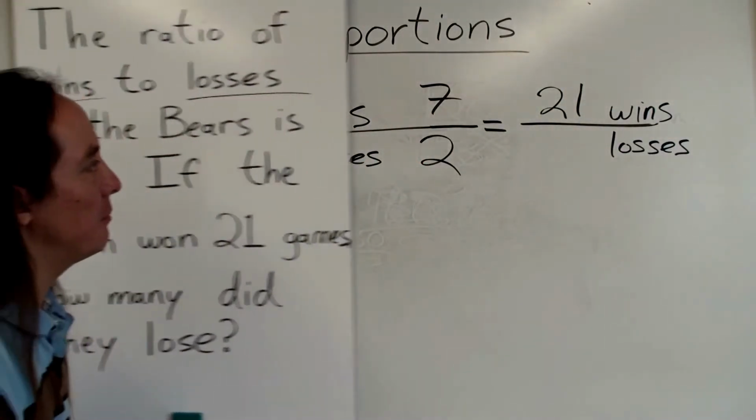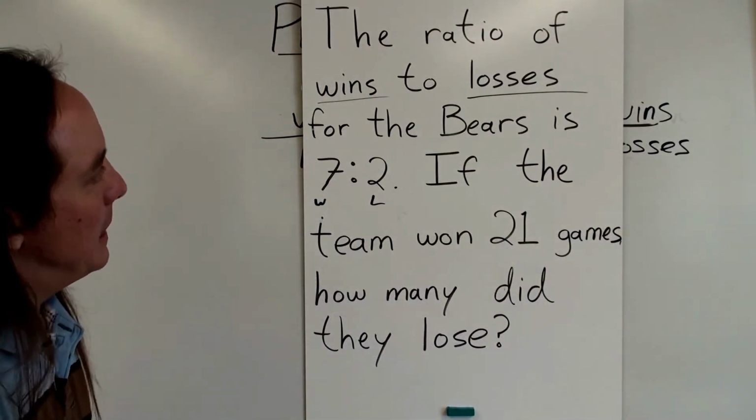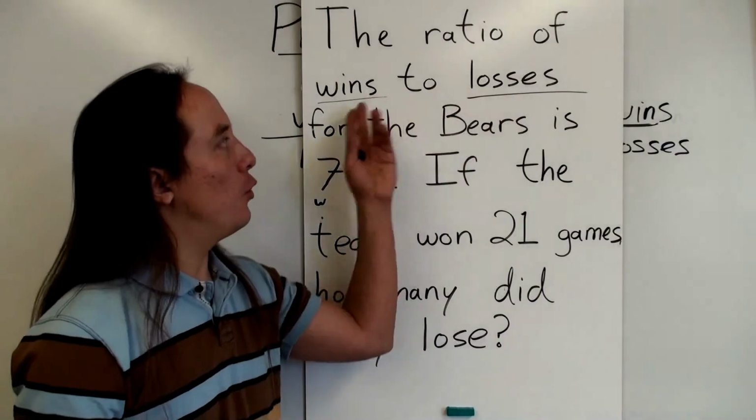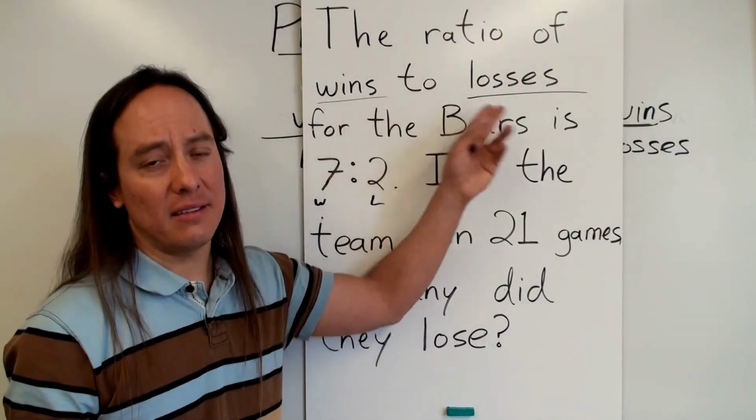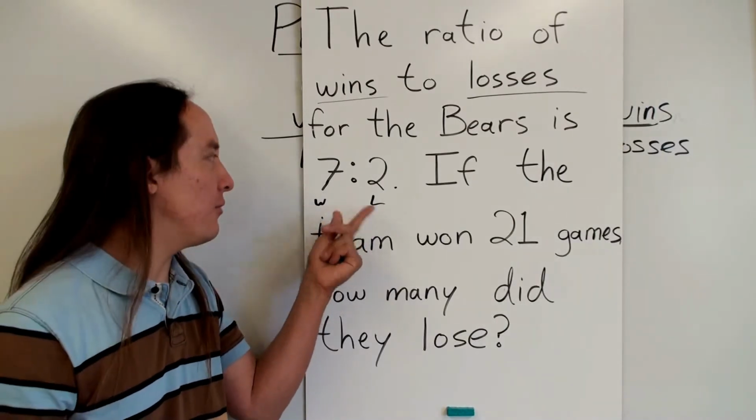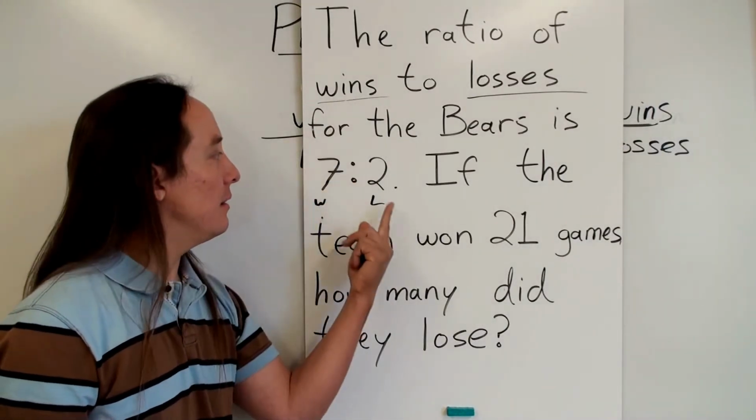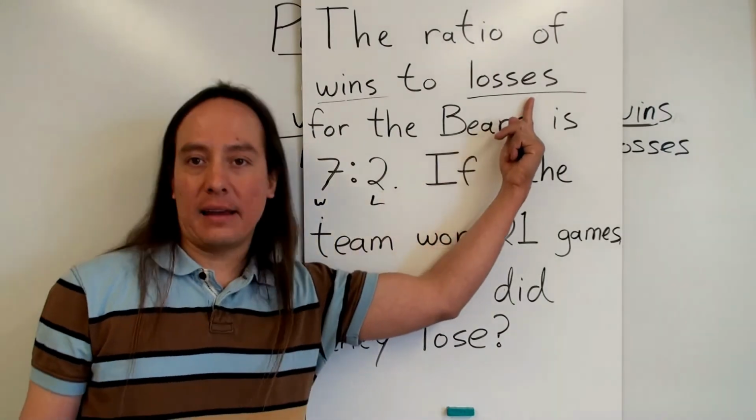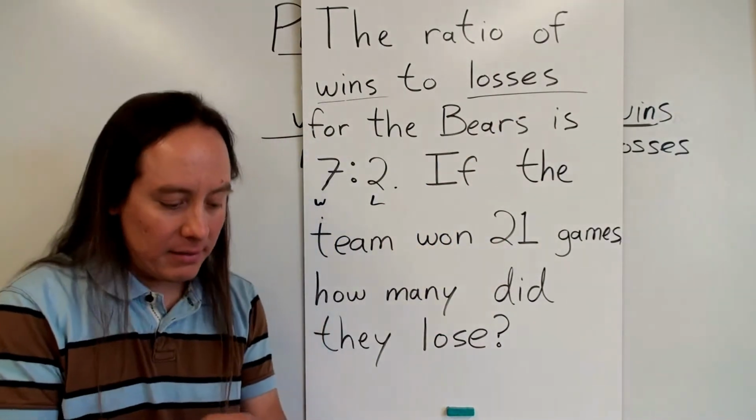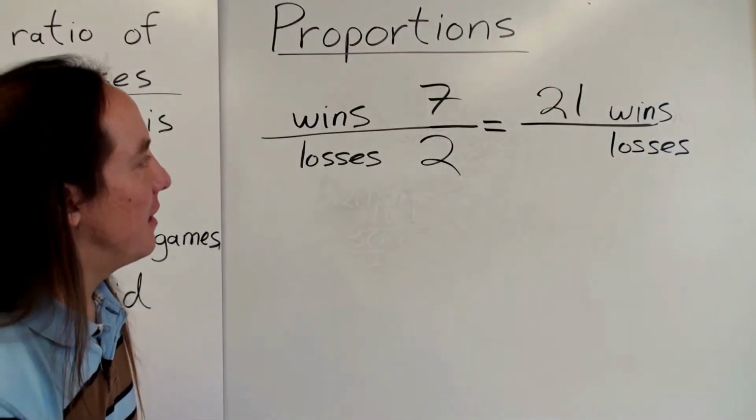So let me go ahead and put that problem back. Just take a look at it again, right? They give us the first ratio in words here, wins to losses. And then they give us the ratio with the colon, and we have to understand that the first value is the first one in the ratio that they give us. And the second value is the second part of the ratio. That's the thing about ratios, okay?